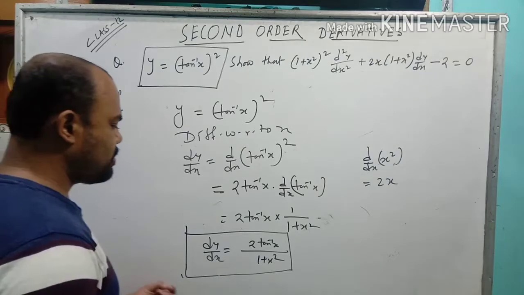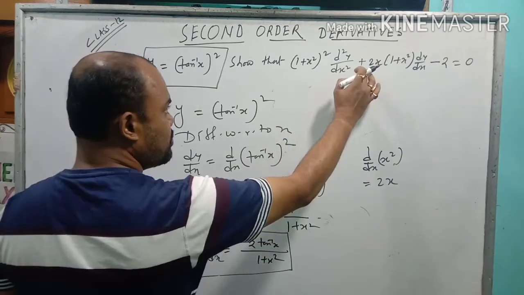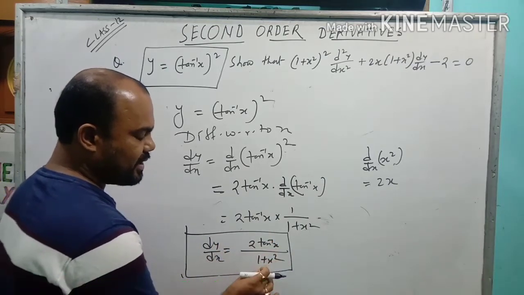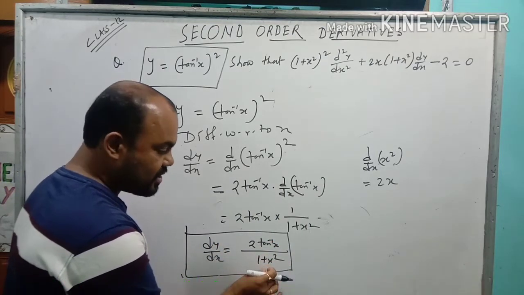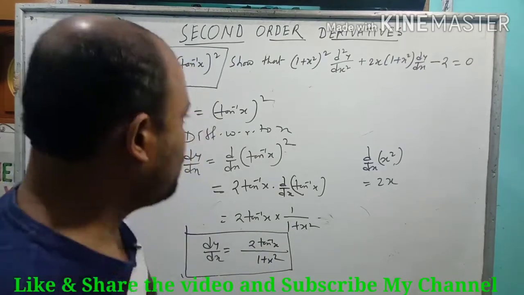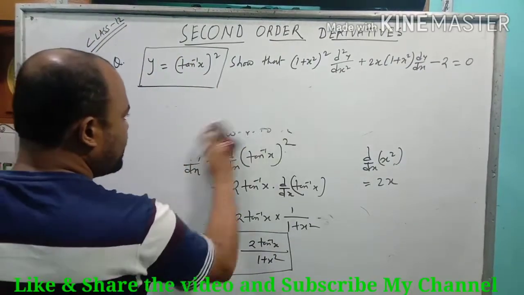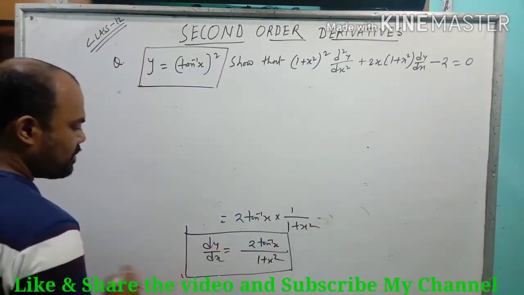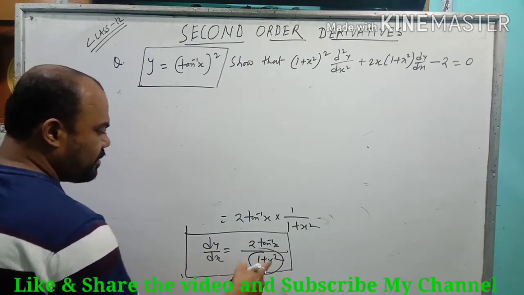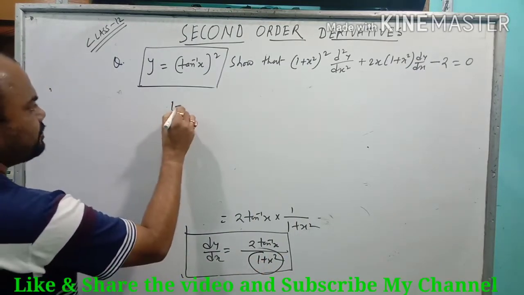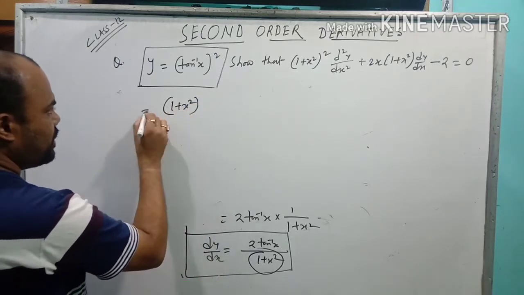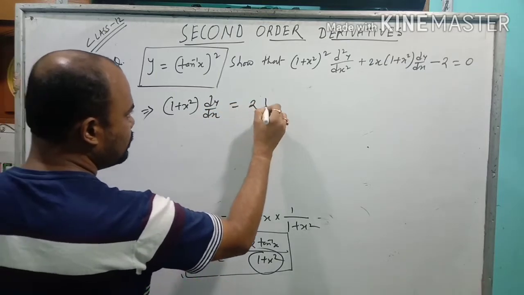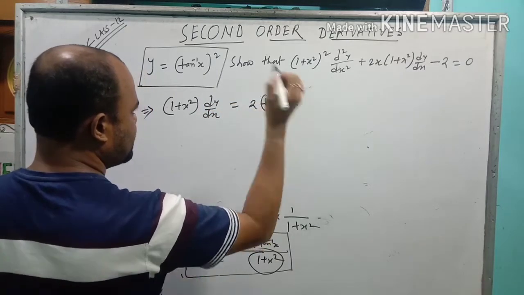Now what technique was I talking about? See, whenever these type of questions are asked, if the value of dy by dx is in the form p by q, that is, if any expression is there in the denominator, then what will we do? See, this one is a very important technique. In most of the problems of this type we have to use it. Now the technique is, multiply this denominator part in the LHS. So we are getting 1 plus x square into dy by dx equal to 2 tan inverse x.